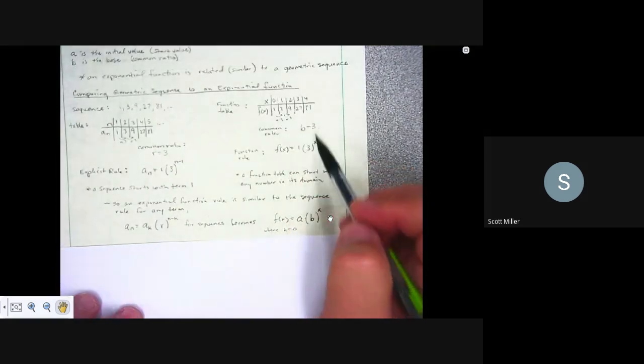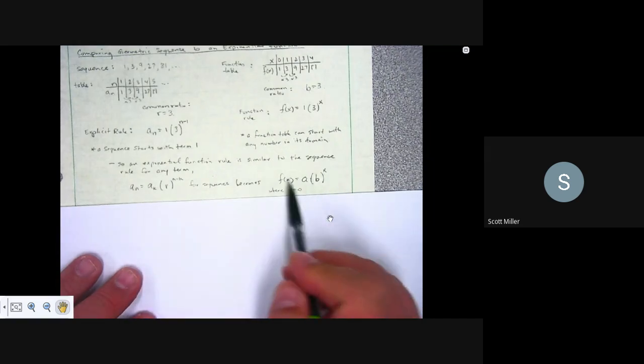A function table can start with any number in its domain. So I could have started anywhere. If I start at 0, it makes it a lot easier to do. And the sequence starts with the term 1. So this one always starts at 1. So an exponential function rule is similar to the sequence rule for any term. The sequence rule for any value is a sub k times the common ratio r to the n minus k. And if k is 0, then I literally just have the function notation format. So very similar, same process that we learned in the geometric sequence format.